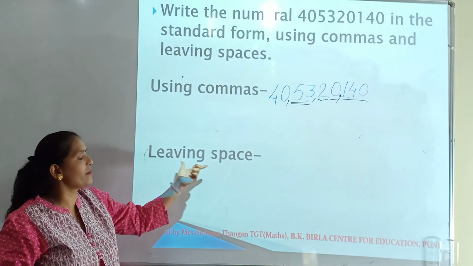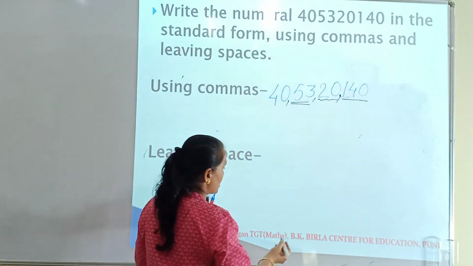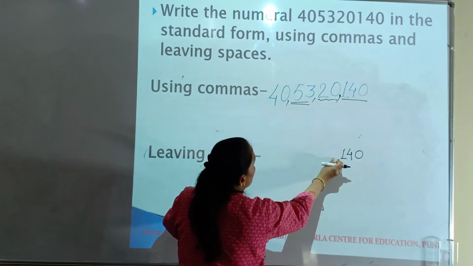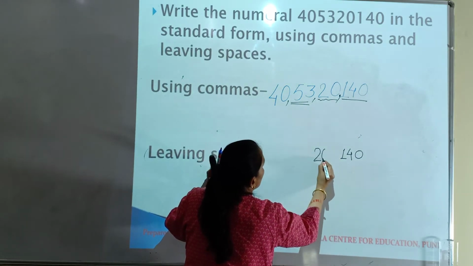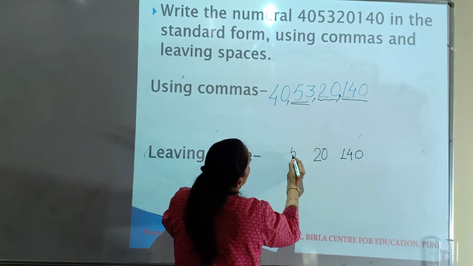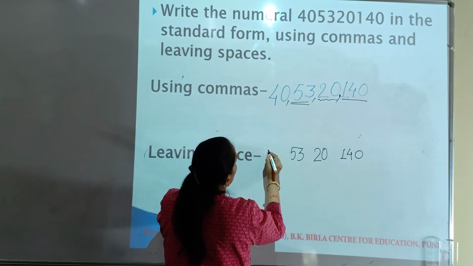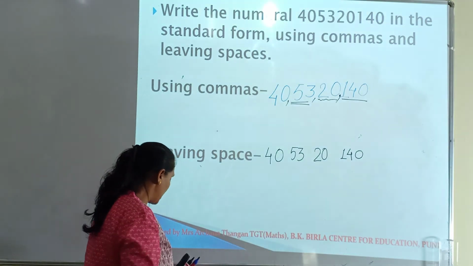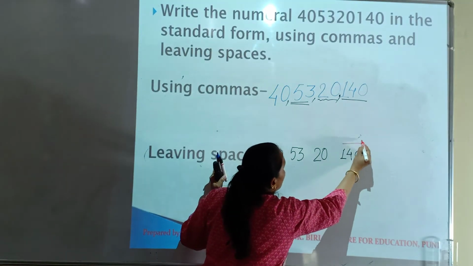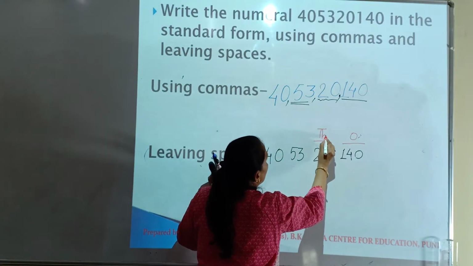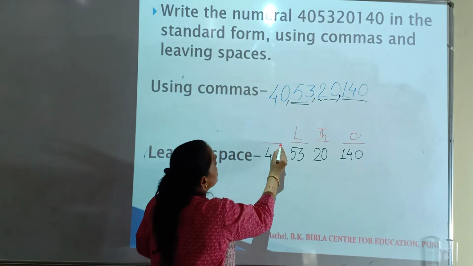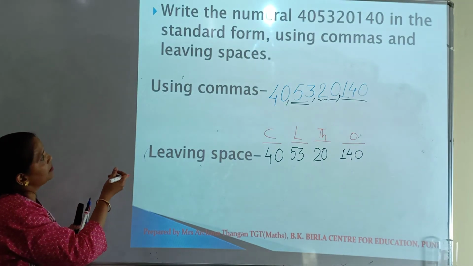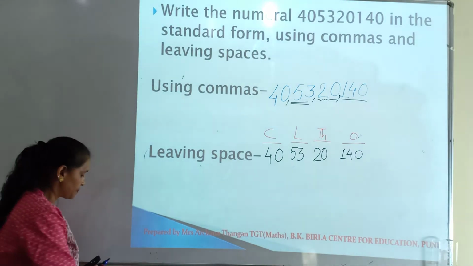Then next, how to leave the space. First 3 digits, 1, 4, 0. Then put a space. Then 20. Then 53. And last is 40. So there is a space after each period. See, this is the ones period. This is the 1000 period. This is the lakh period. And this is the crore period. This is the way you have to write in 2 ways, using commas or leaving space.